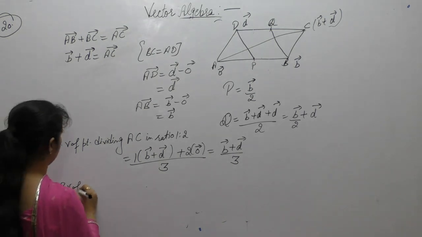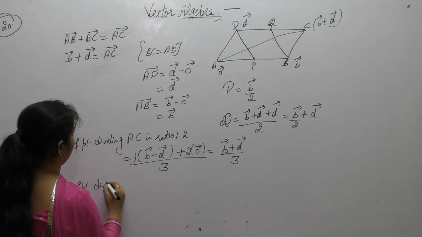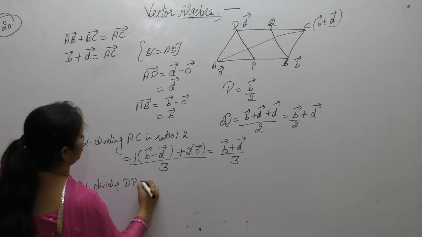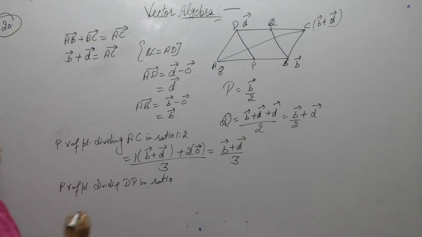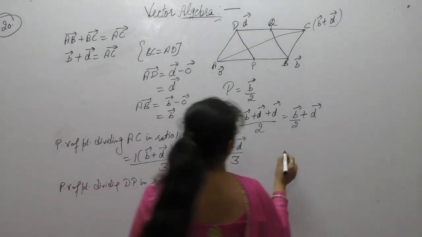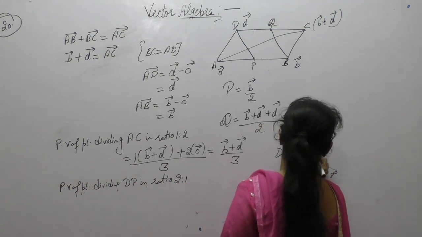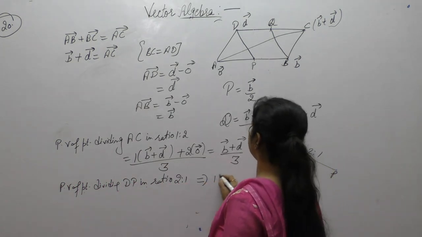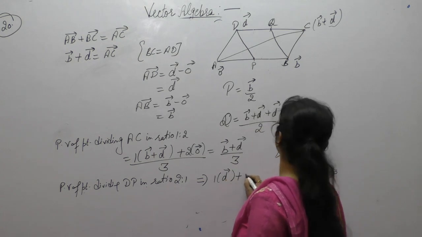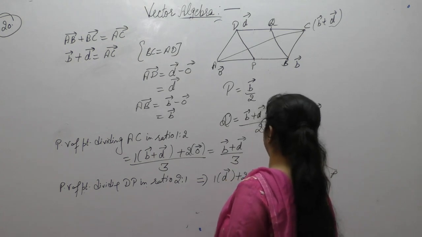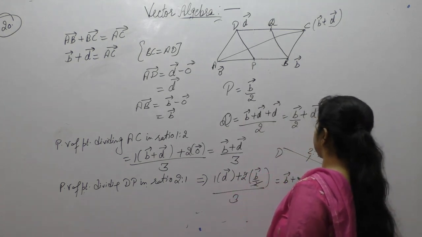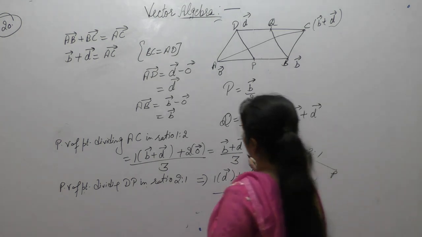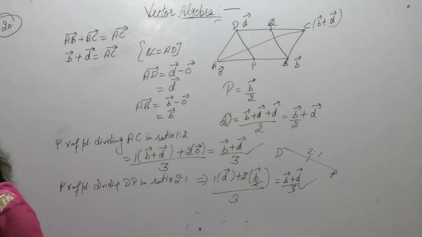Now the position vector of the point dividing DP in ratio 2:1 is 1 into the position vector of D plus 2 into the position vector of P upon 2 plus 1, that is 3. That is (B vector plus D vector) upon 3. Now these are equal.